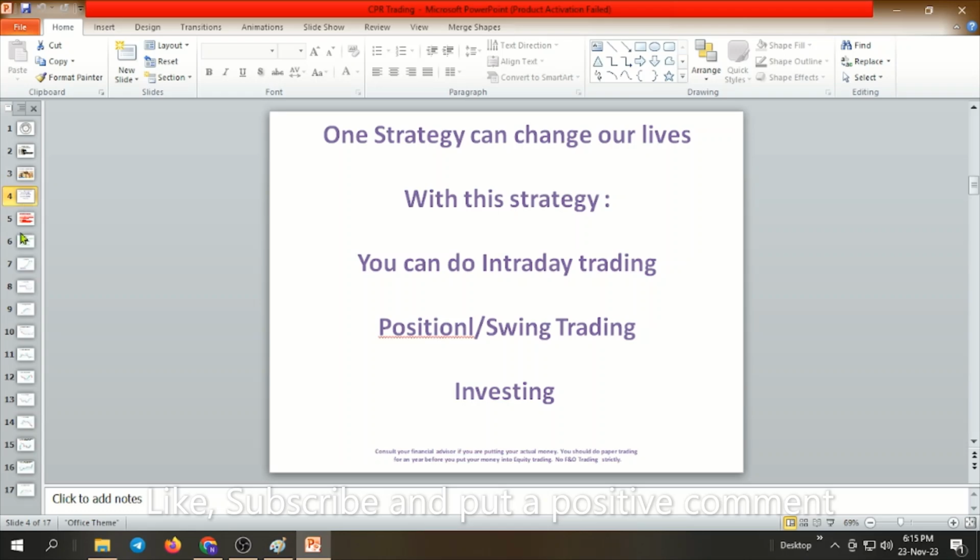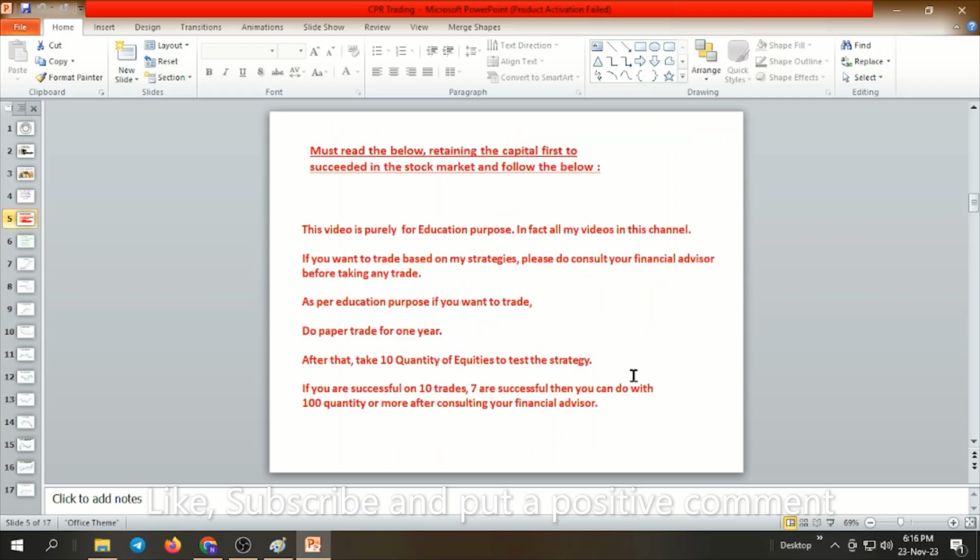As a standard disclaimer, please read this. As I always suggest, do first year paper trading, second year with a limited quantity, third year onwards if you are successful, out of 10 trades, 7 trades are successful, then you know the entire universe is yours. So now let us see the practicality.